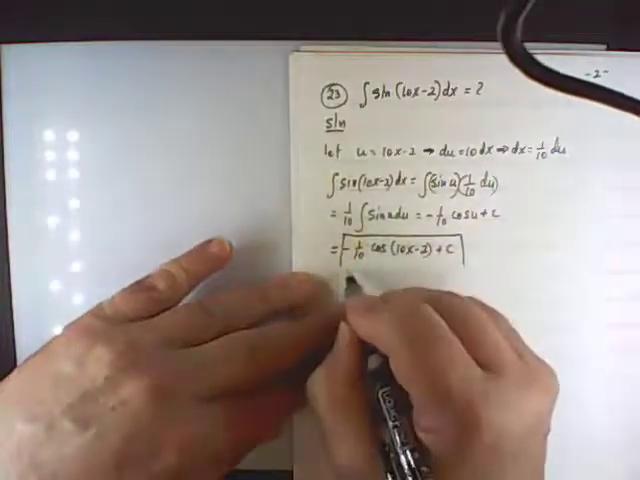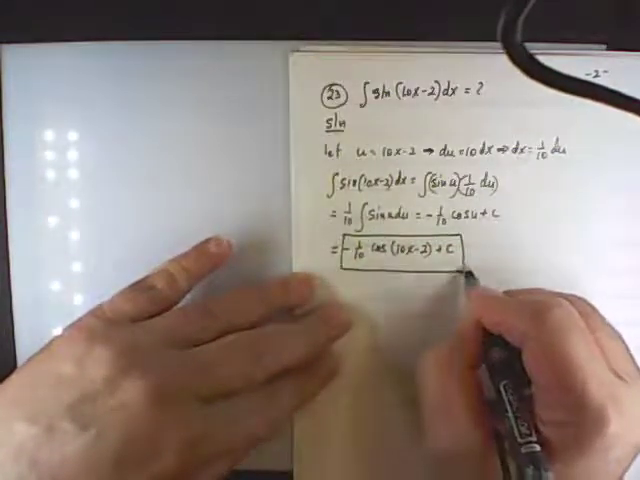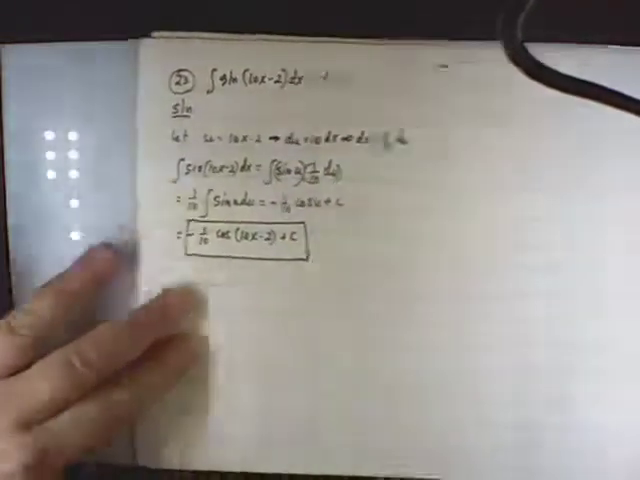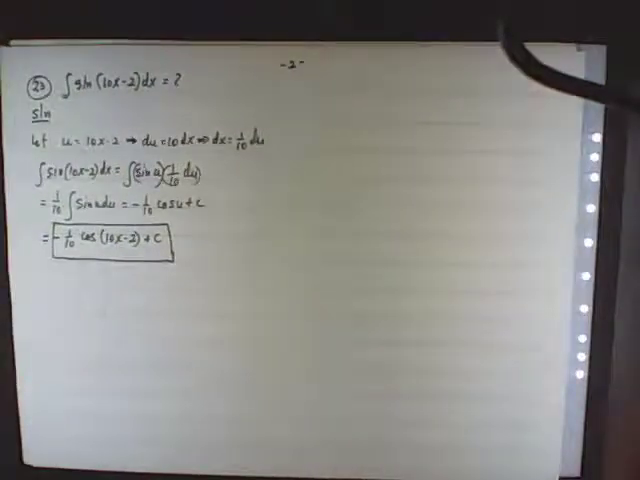And I hope this is the answer in the back. Would you accept 1/10 negative cosine? So would you, on the test, would you accept 1/10 negative cosine? Yeah, it's the same thing. So the next one from the top is 86.